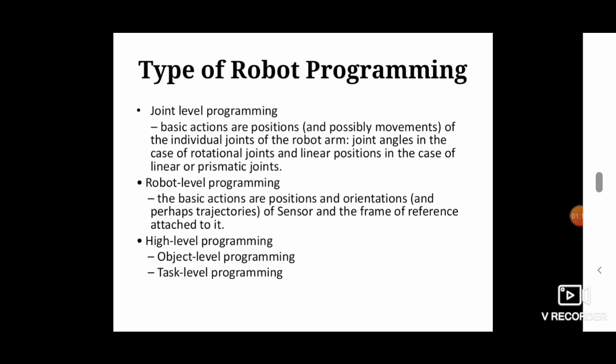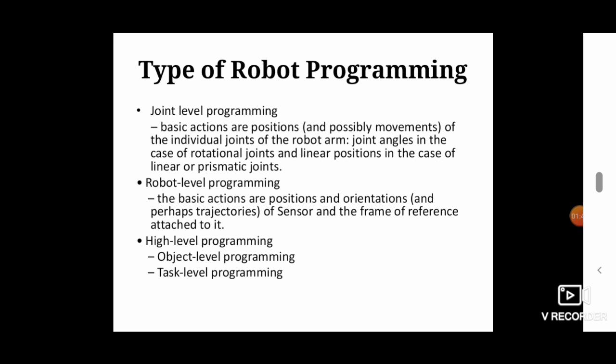Types of robot programming: joint level programming, robot level programming, and third one is high level programming. In joint level programming, basic actions are positions of the individual joints of the robotic arm. Means in that programming, the robotic arm is the main part of the program. In that, the joints are angles. Joint angles are considered in case of rotational joints and linear position in case of linear joints.